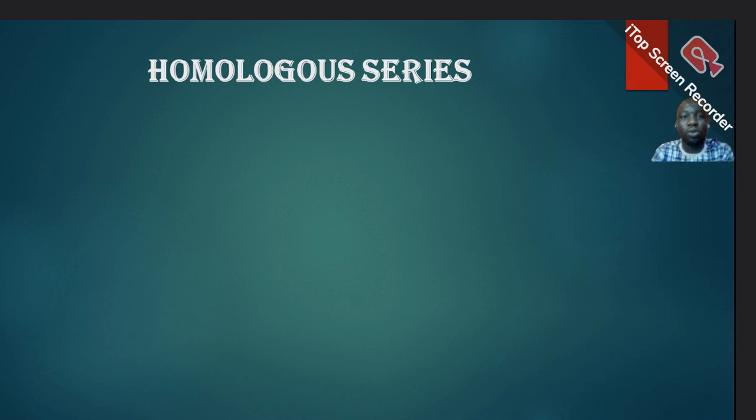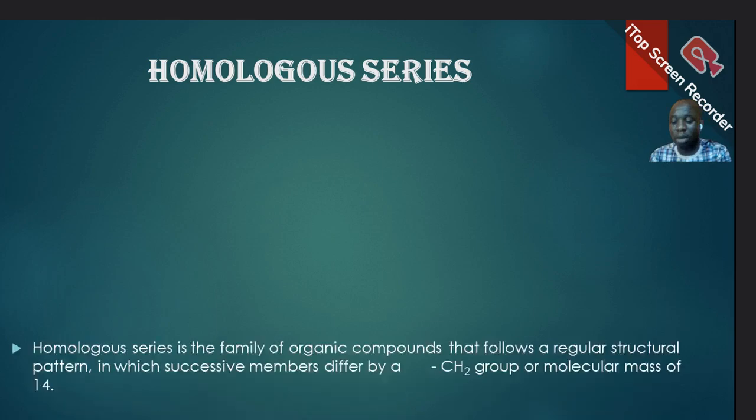So we put some organic compounds into a group, a family, because of certain properties that they have. And each family is called a homologous series, and that's what we're going to consider here.